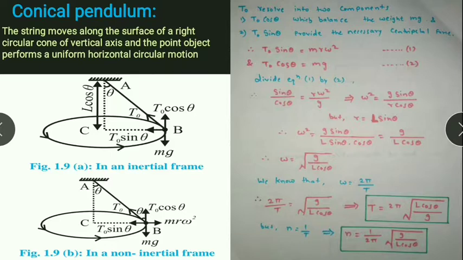We know that omega is equal to 2 pi by T. Therefore, 2 pi by T is equal to square root of g upon l cos theta. It gives T is equal to 2 pi into square root of l cos theta upon g. But we know that frequency is the reciprocal of time period. Therefore, n is equal to 1 upon 2 pi into square root of g upon l cos theta. Here, T is the time period of conical pendulum and n is the frequency of conical pendulum.